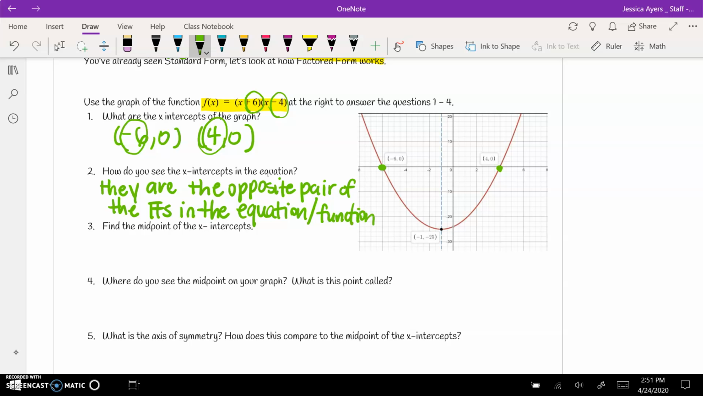Then it says to find the midpoint of the x-intercepts. Remember that midpoint is the middle, so you find the average of the 2 numbers. You do −6 + 4, and then you divide by 2. −6 + 4 is −2, divided by 2 is equal to −1. Where do we see the midpoint on our graph? I see that midpoint at −1 right there, and that corresponds to the axis of symmetry. That point is called the vertex, but the specific x value of the vertex is the axis of symmetry.